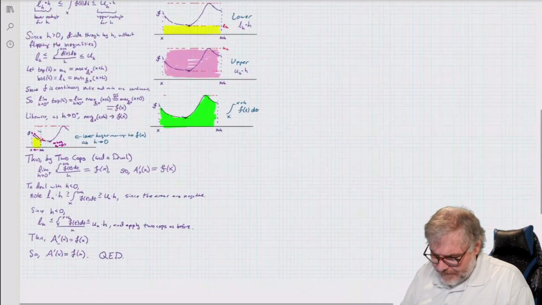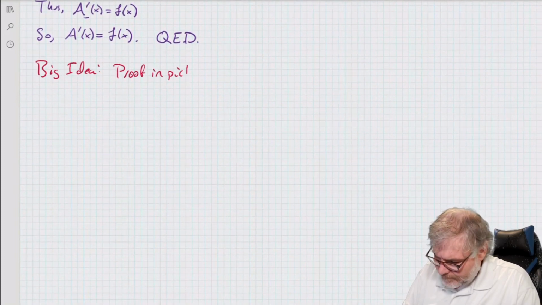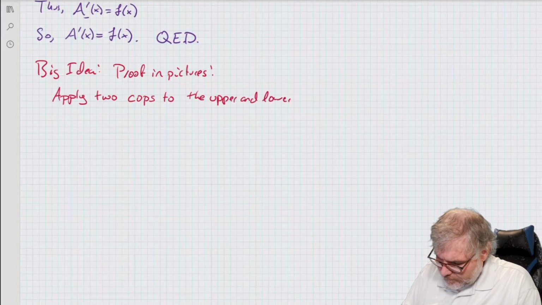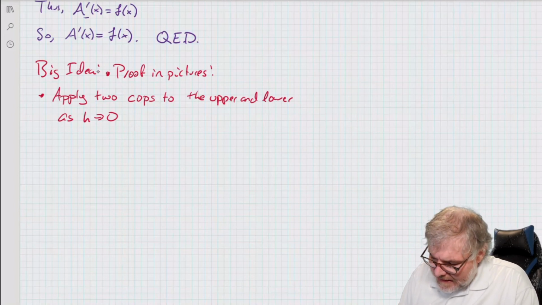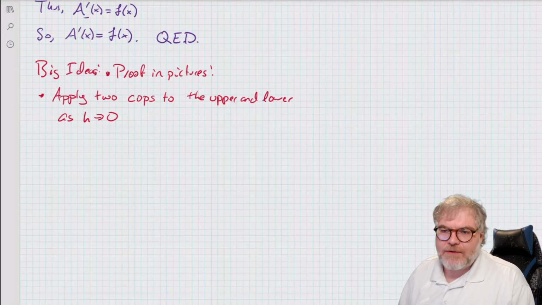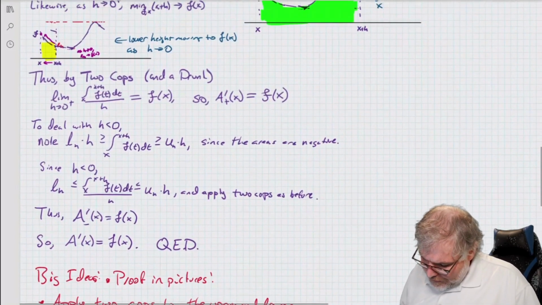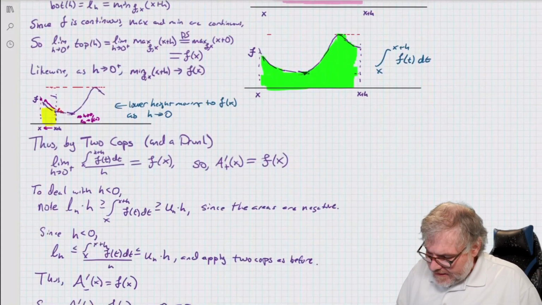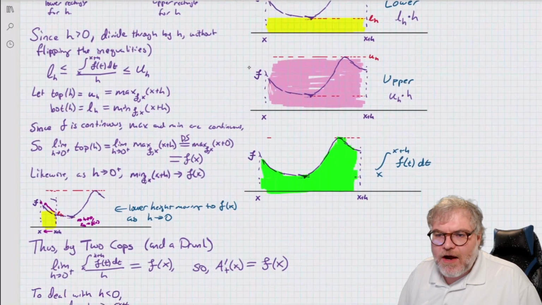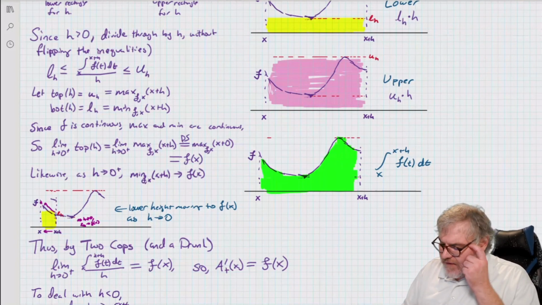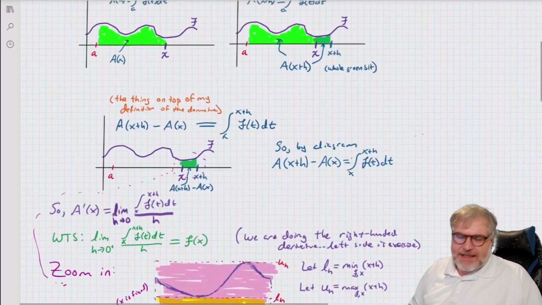What's the big idea? The big idea is to use the pictures. So the big idea is I'm going to do a proof in pictures, and I'm going to apply two cops to the upper and lower as h goes to 0. And that's the proof for the fundamental theorem of calculus part one. Again, you need to redo this. You're not going to see it unless you rewrite it for yourself, but rewrite it and think about what's going on if h is less than 0. So if x plus h is on this side of the x. So go ahead and rewrite it with that in mind, and you'll see it.